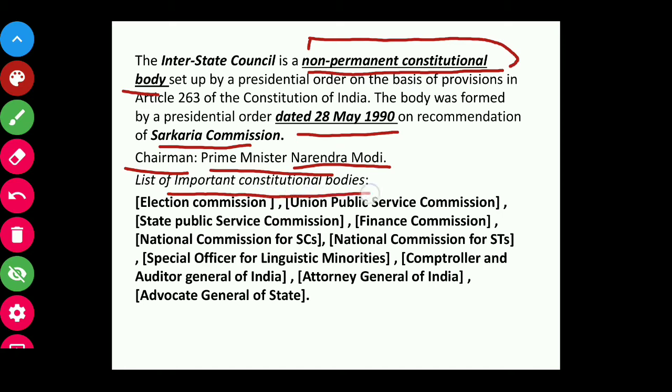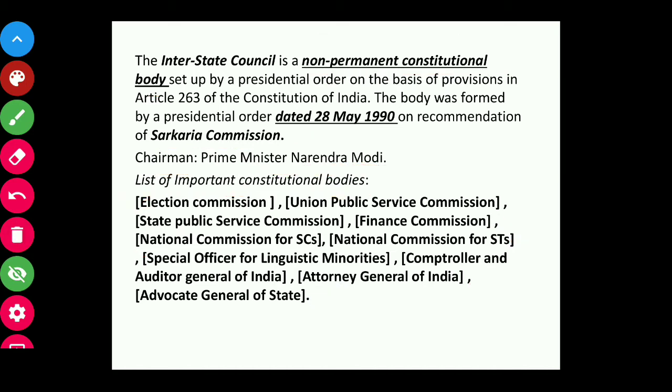And these are the list of important constitutional bodies, so you have to keep in mind, or you can pause the video and take a screenshot of this slide. Election Commission, Union Public Service Commission, State Public Service Commission, Finance Commission, the National Commission for SCs, National Commission for STs, Special Officer for Linguistic Minorities, Comptroller and Auditor General of India, Attorney General of India, Advocate General of State. So these are the list of important constitutional bodies of India.